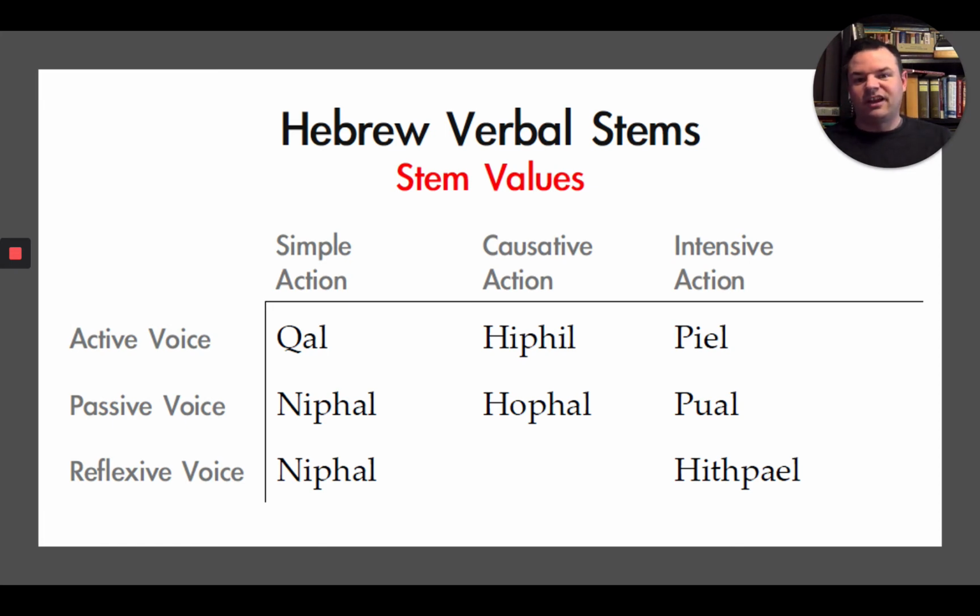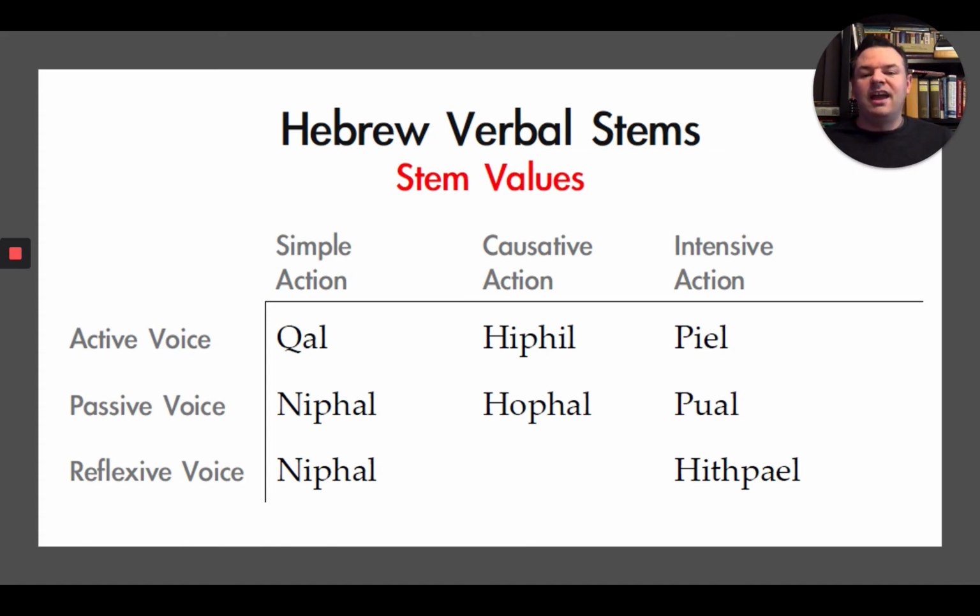So first, second, third. Hebrew verbal stems have what we call stem values, where we talk about simple action, causative action, and intensive action. And then we've got different types of voice: active, passive, and reflexive voice. So you can see how each of those stems lines up with each of these. If you use the Qal stem, it's usually called just the generic stem. It's when you want to convey basic information.